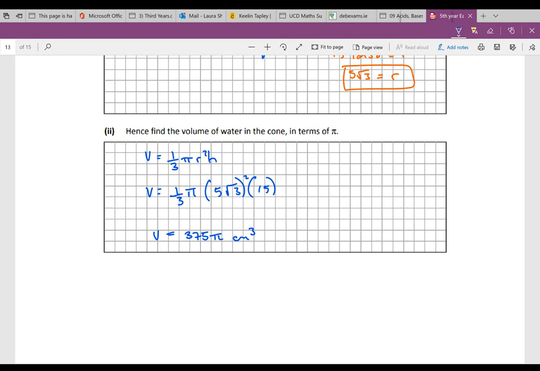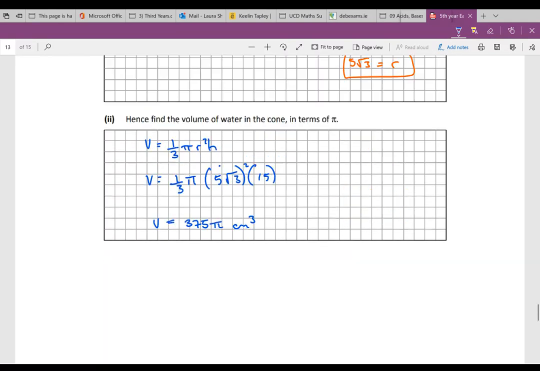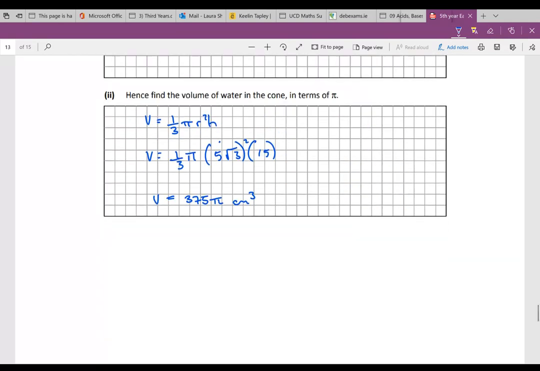Finding the volume was very simple here. It was simply just putting into the volume formula a third pi R squared H. You know what R is. You were given 15 in the diagram, so that should have been relatively easy there.